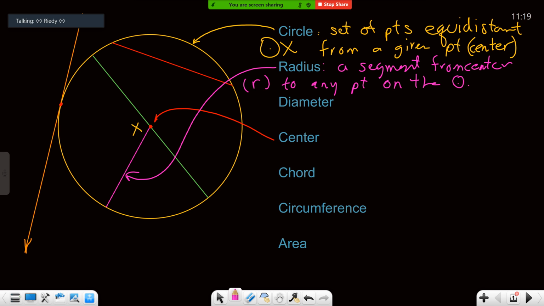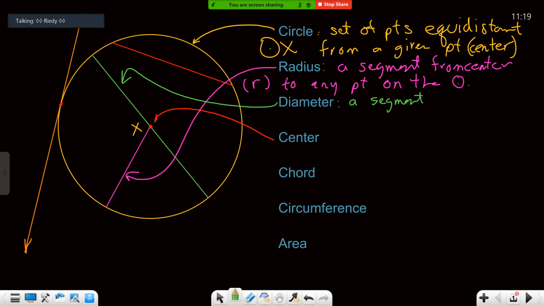What color is the diameter? It is green. What's the diameter, Ethan? A segment from one side of the circle to the other side of the circle. A segment. Specifically opposite ends.